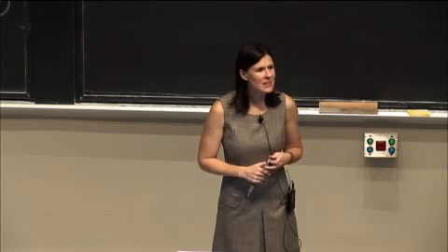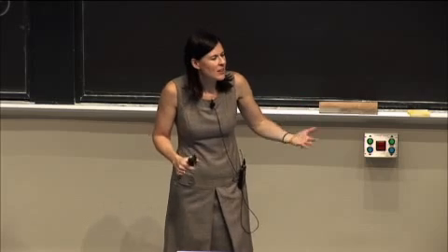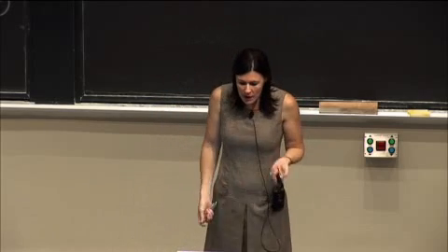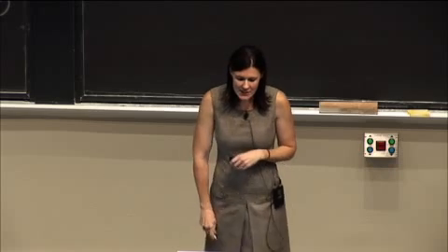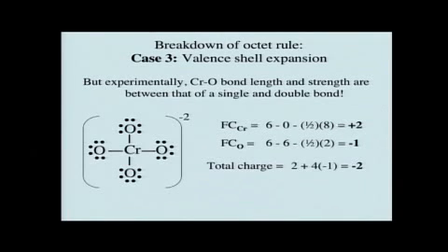And in some cases, if we're not at n equals 3 or higher, there's really nothing we can do about it. This would be the best structure we can do. But since we have these d orbitals available, we can use them. And it turns out that experimentally, this is what's found, that the length and the strength are not single bonds, but they're actually something between a single bond and a double bond.